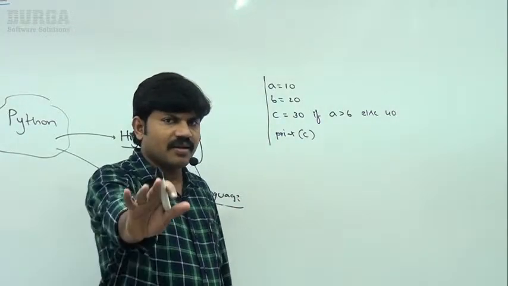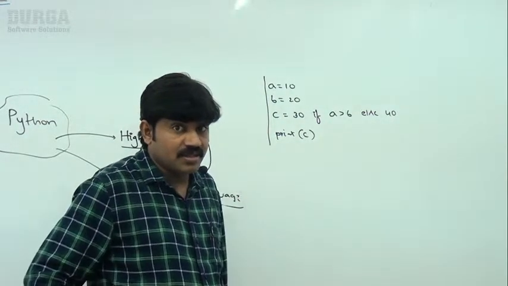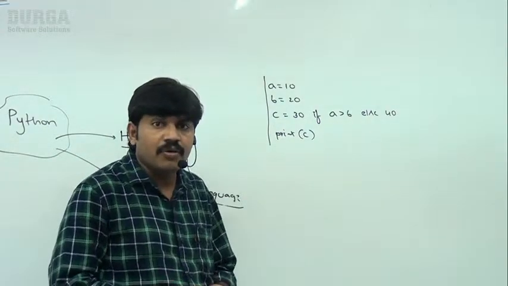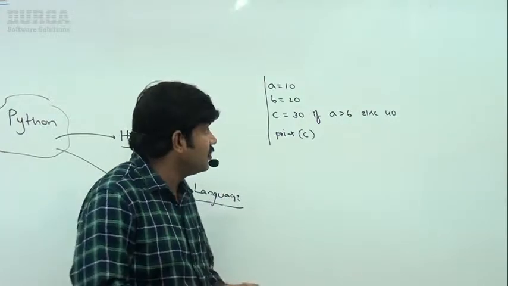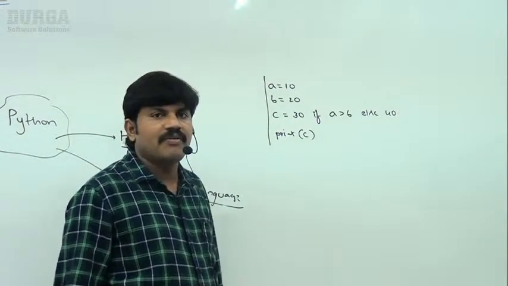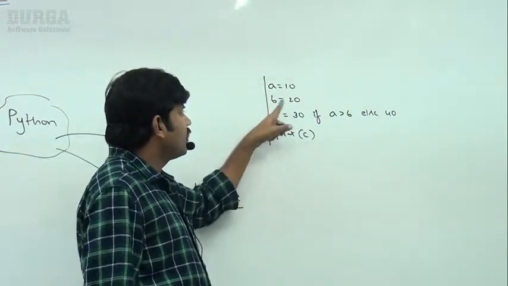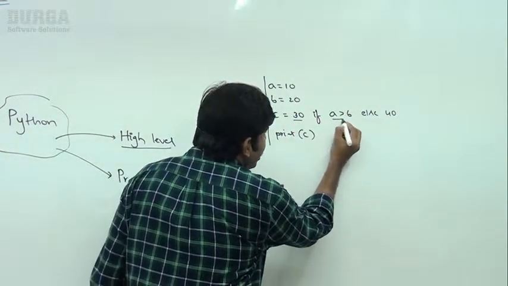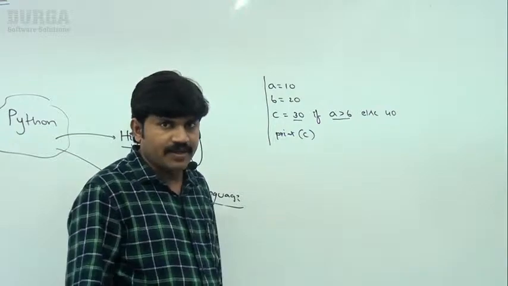You are not required to have any programming knowledge. Remember this one. Just observe: A is equal to 10, the value of A is 10. B is equal to 20, the value of B is 20. C is equal to 30 if A greater than B.